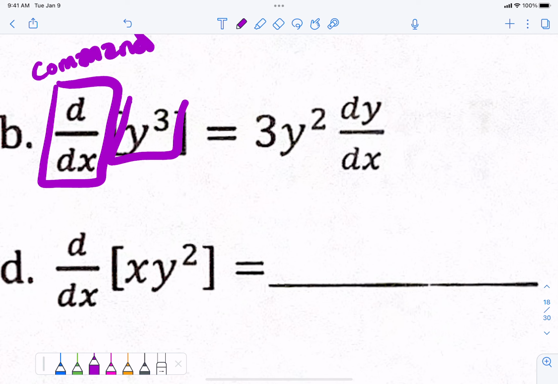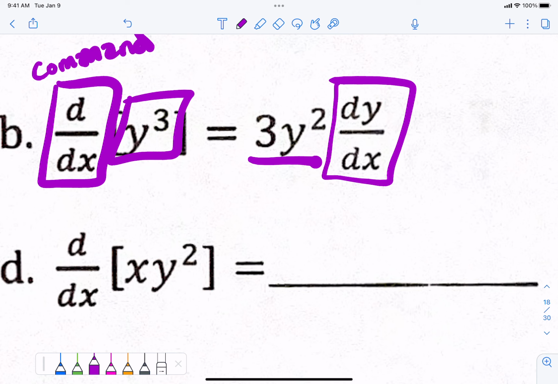So if I take the derivative of y to the third power, it's 3y squared, just like we would do with x's. But my primary variable is not y, it is x. So I have to put a dy dx on the end of it, right?